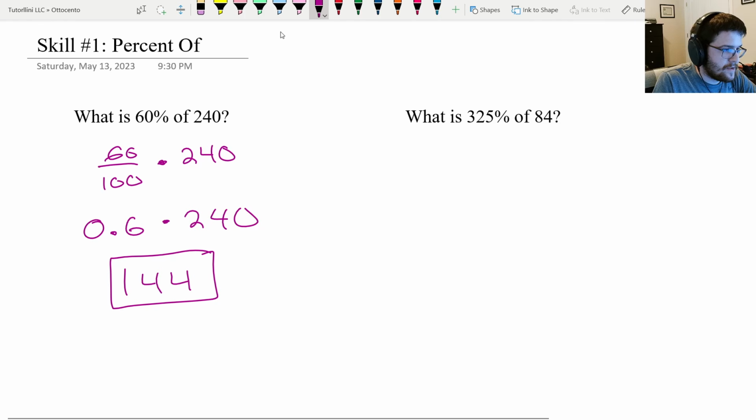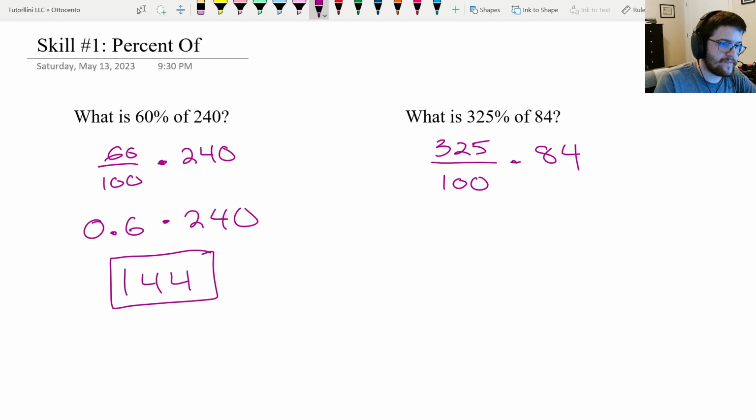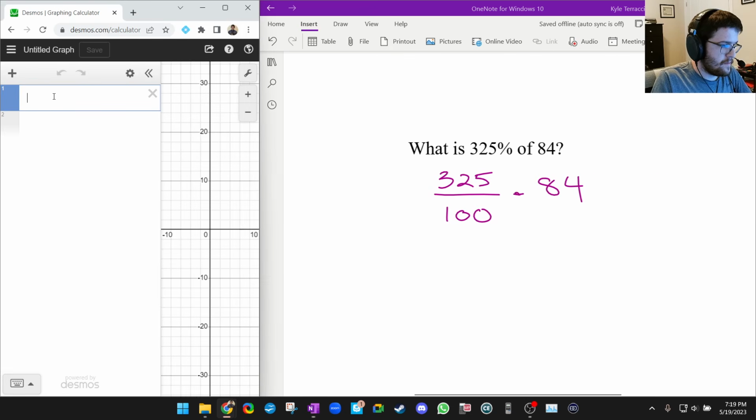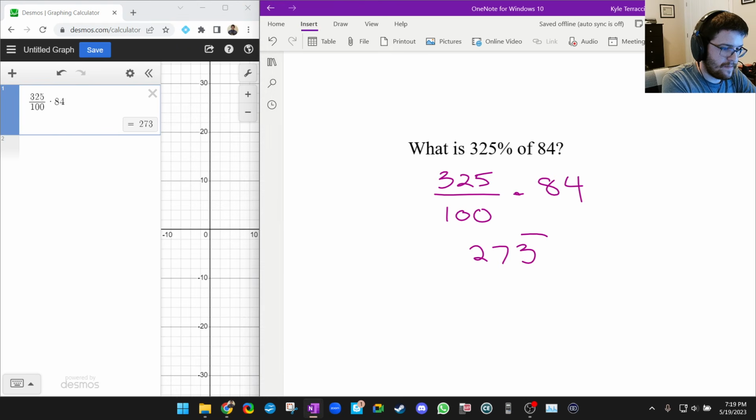I want to point out that, once again, we can do most to all of this on Desmos. So let's do the second one with the calculator helping us a little bit more. We're going to do 325% of 84. So 325, going to divide by 100, and I'm going to change the of to multiplication. So let's try that. 325 over 100 times 84. And I get 273.